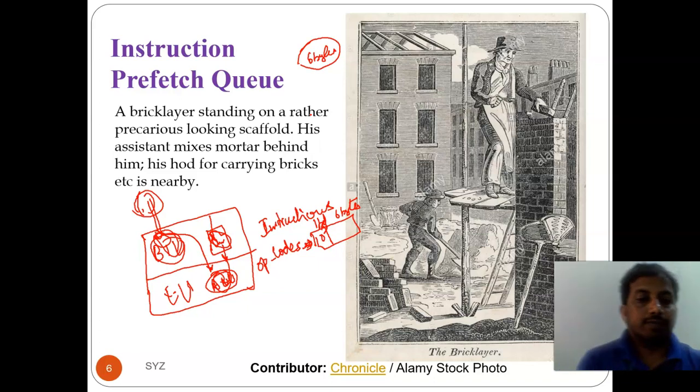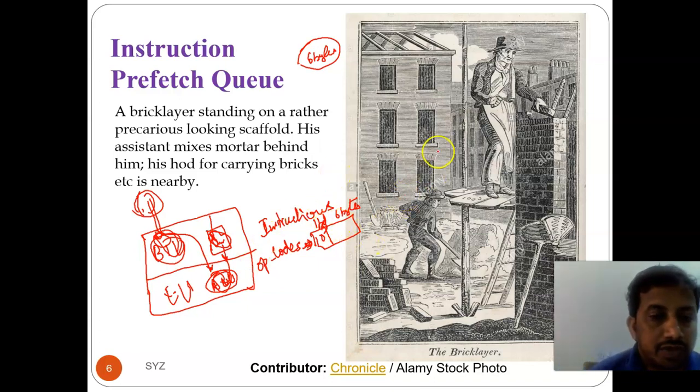Now let's take an example. Here in this picture you can find one bricklayer who is standing on a stand or on a bench-like thing, and there is an assistant who is working at the bottom. Now he is mixing up the cement, or we can say the mortar, and there are some bricks over here. And what the bricklayer is doing is laying up, or putting up, the bricks.